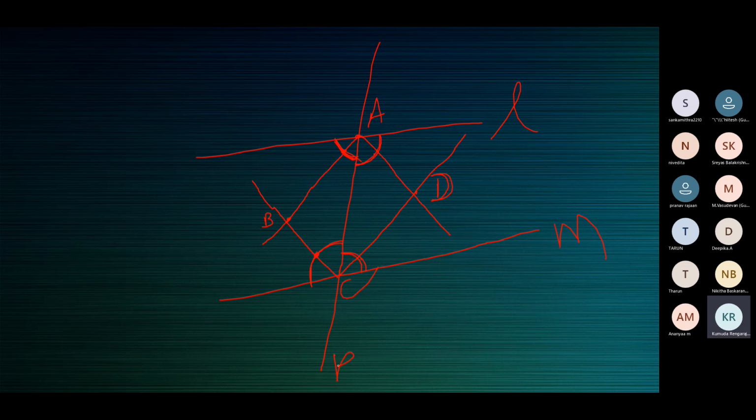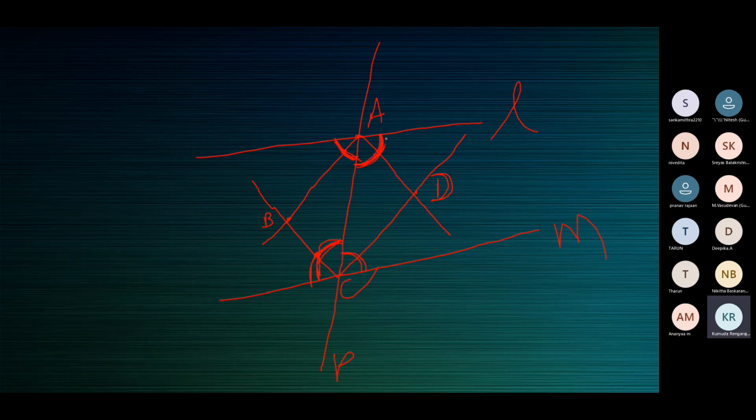For proofs, you need to first plan and then write out your plan. So ABCD is a parallelogram is what we have to first prove. We know that L is parallel to M. So this angle and this angle are alternate angles and they're equal, because L is parallel to M.